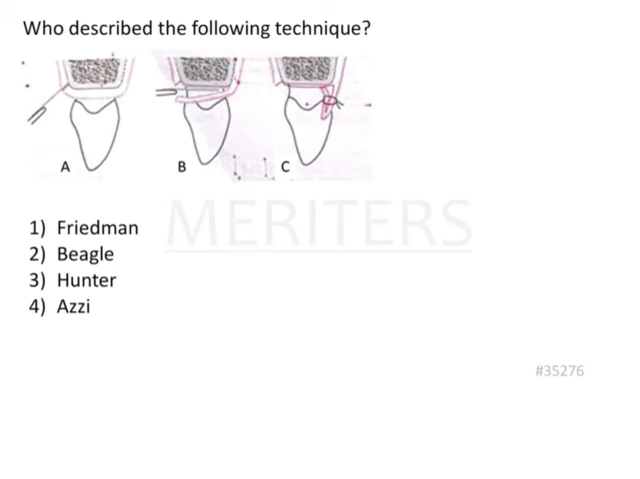Now the question here is, who described the following technique? The options are Friedman, Beagle, Hunter and Ezzi. Now let's see into the detail of the figure or the illustration shown here. If you see in A, you will be appreciating that this particular area is devoid of soft tissue.